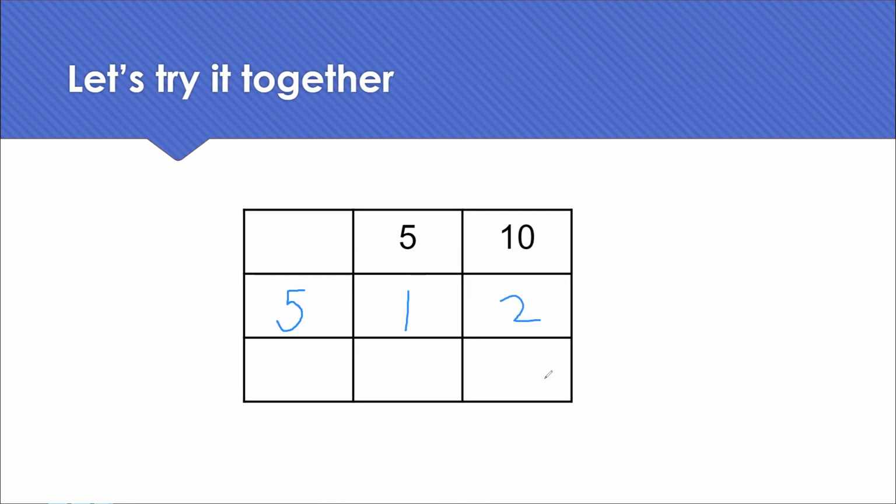We're looking for our least common multiple, so I am looking at this L shape here. And I'm just going to multiply those three numbers. 5 times 1 gives me a 5, and 5 times 2 gives me a 10. So I know the least common multiple of 5 and 10 is 10.